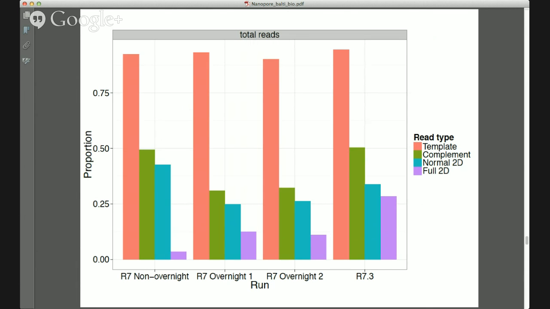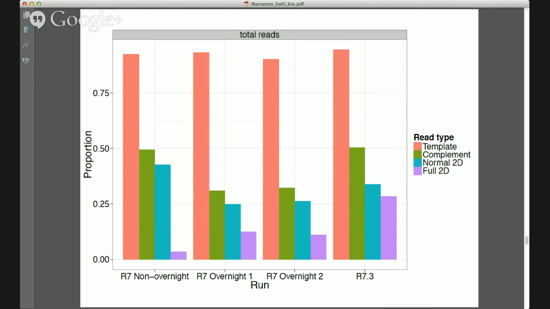And this slide really is showing how things have changed with these chemistries. So what we want is these reads that are called full 2D, and full 2D is a read where you have both template and complement, but critically the complement strand is slowed down as it goes through the pore, just like the template strand is slowed down. If you have full 2D, then you have better quality.